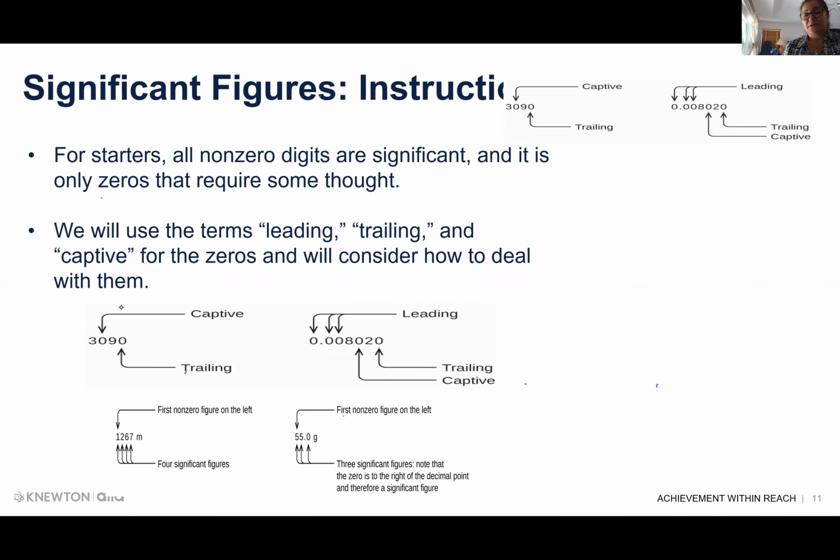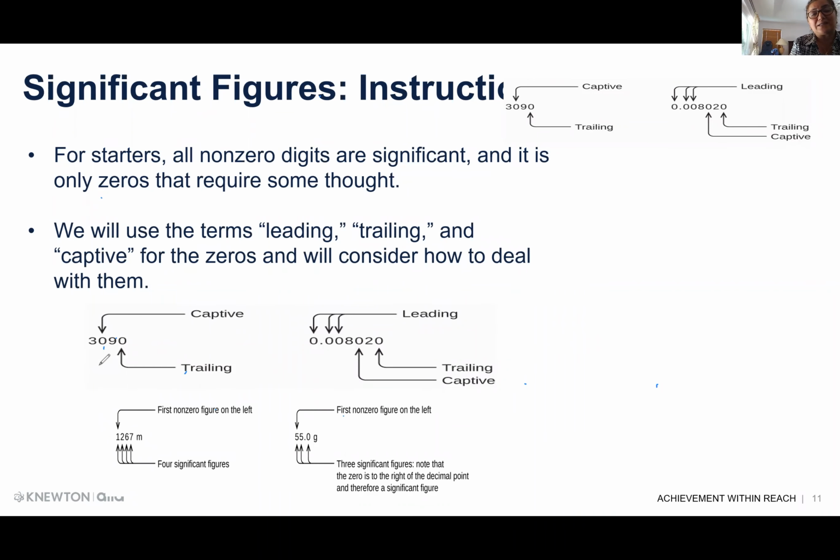Just when you're counting significant figures, it needs a lot of practice, but I want to make sure that the only part that is about the zeros... All non-zero digits are significant. Everyone knows that. The zeros require a little bit of thinking. If you have a captive zero, that means a zero between two non-zero digits, that is going to be significant. But if you have a trailing zero, it depends if you see the decimal place or you don't see a decimal place.